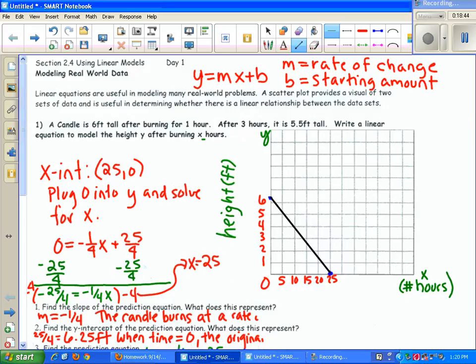Now, this is one of those special cases where I wouldn't put arrows on the ends of my graph like we normally do, because after the height is 0, I can't have a negative height, and I also can't have negative hours, so this is how I would draw my graph. And one last thing that we didn't do is normally it's a good idea to come up with a name for your graph. So since we're talking about a candle burning, I'm just going to call this a burning candle.